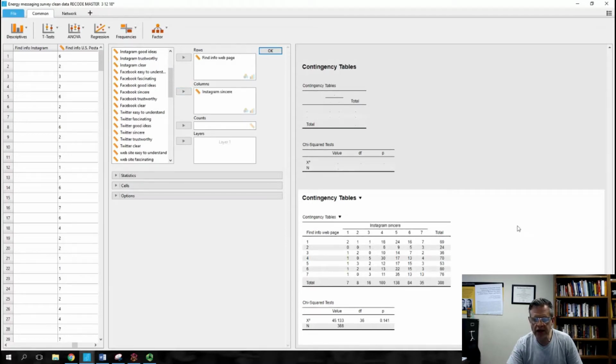So look here real quick, simple. Here's the contingency table. Down this way, think of all the respondents. What do we have? 388 in this test, 388 respondents. Among the people who answered find info on a web page, here are the 1 through 7 answers. That was the web page question. I really like web pages, and I think that's the one, very untrue of me, very true of me. These are how everybody answered 1 to 7, and these are how everybody answered Instagram sincere.